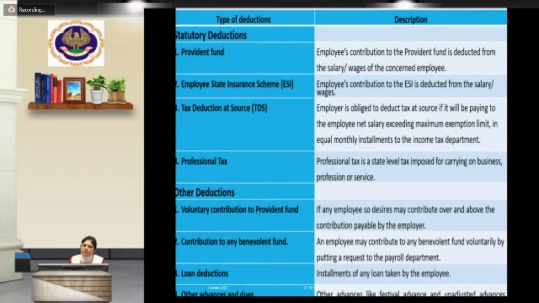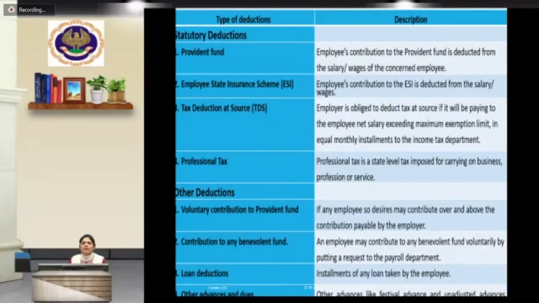There can be voluntary contributions also. If the minimum contribution to PF is 10%, the employee may want a deduction of 15%. Also contribution to any benevolent fund. A benevolent fund is basically organized in an organization and set up to help the employees and their families in a moment of crisis. If any employee wants to contribute to such a benevolent fund, that deduction is also to be made. Any loan the employee has taken, the loan EMI has to be deducted from his salary. Any advances and dues.